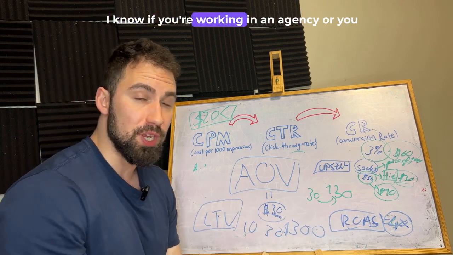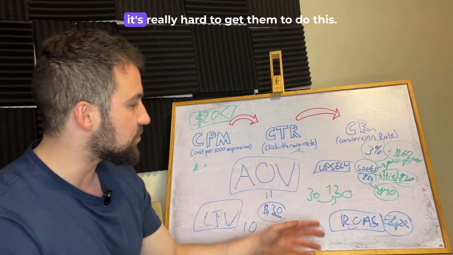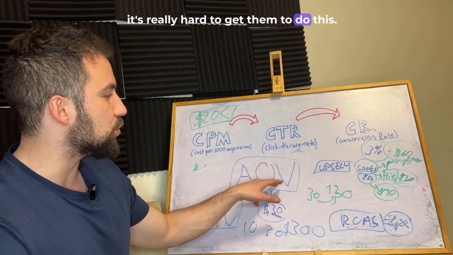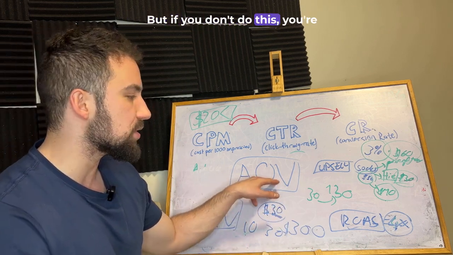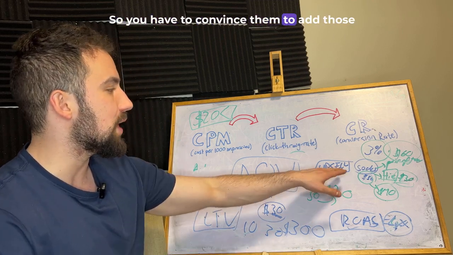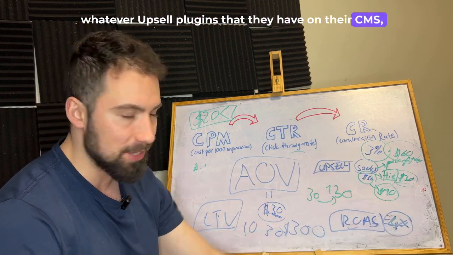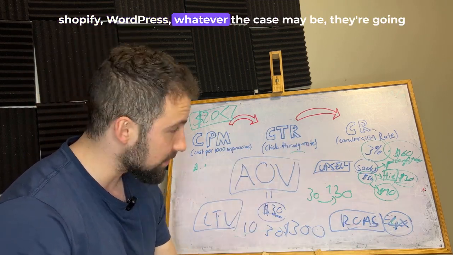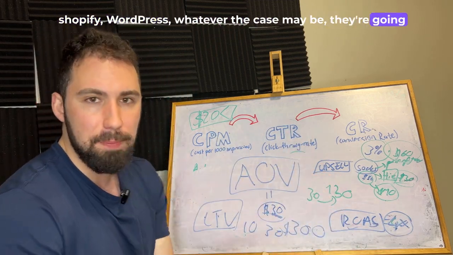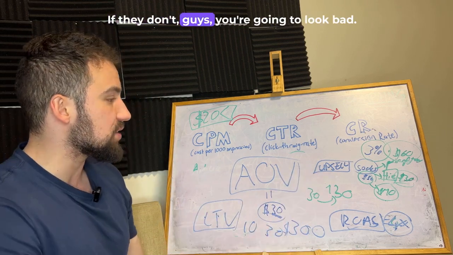I know if you're working in an agency or you have an agency or you're running ads for your clients, it's really hard to get them to do this. But if you don't do this, you're going to look bad as an advertiser. So you have to convince them to add whatever upsell plugins they have on their CMS, Shopify, WordPress, whatever the case may be. They're going to pay, I don't know, 20 bucks a month, 30 bucks a month. If they don't, guys, you're going to look bad.